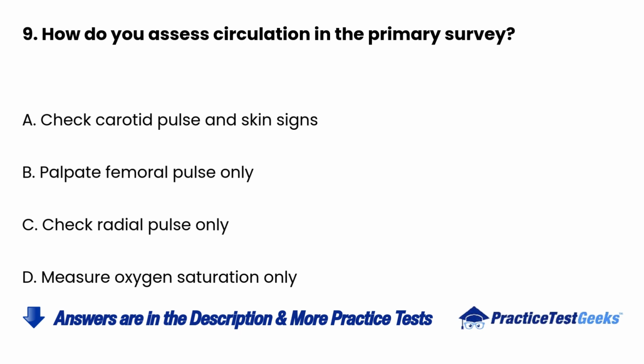9. How do you assess circulation in the primary survey? A. Check carotid pulse and skin signs. B. Palpate femoral pulse only. C. Check radial pulse only. D. Measure oxygen saturation only.